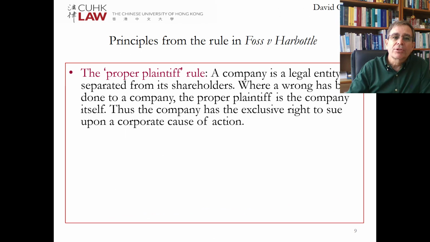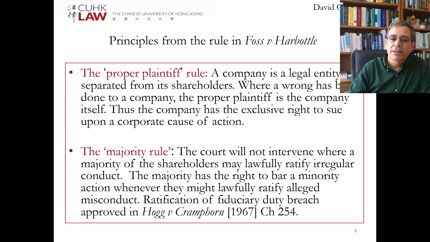So the principles are, as I said, we have the proper plaintiff is the company, and we also have a principle of majority rule, which is retained to a certain extent even today in the statutory derivative action, that the majority may simply ratify actions by the board of directors or by an individual director or others which are alleged to have damaged the company.